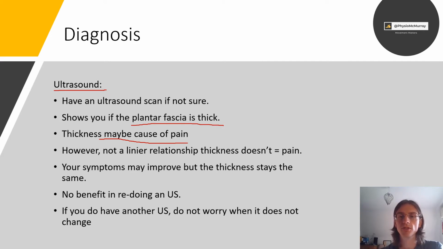It's also not a linear relationship. You could have pain in your plantar fascia, they ultrasound it, they find that it's thick, and then you do your rehab, you don't feel any pain anymore, you get it ultrasounded again, but it's still thick. So the thickness doesn't actually equal pain. It means that you shouldn't re-ultrasound it, because you might worry that it's still thick, that the pain's going to come back, but that's not the case. So I wouldn't bother, if I were you, having another ultrasound. If your symptoms get better, then that's the only thing you really need to worry about.